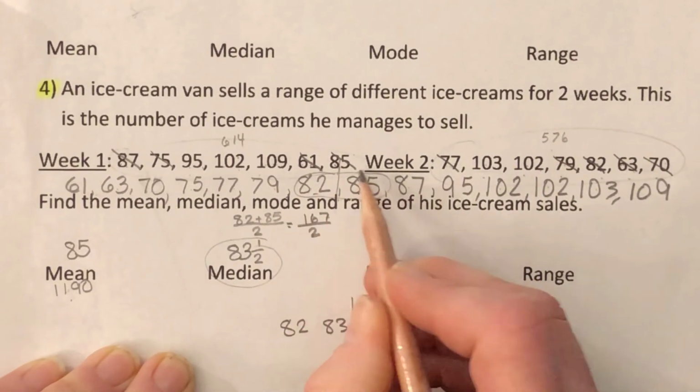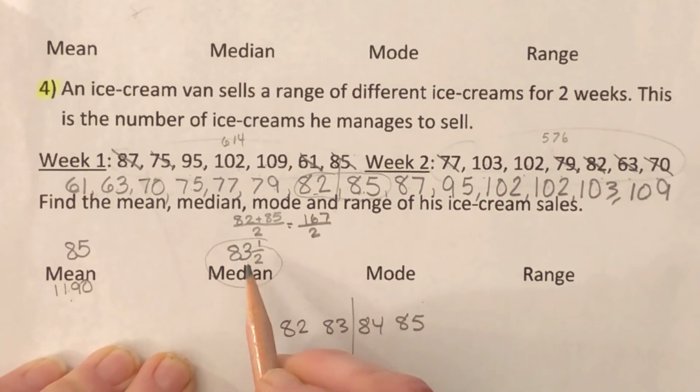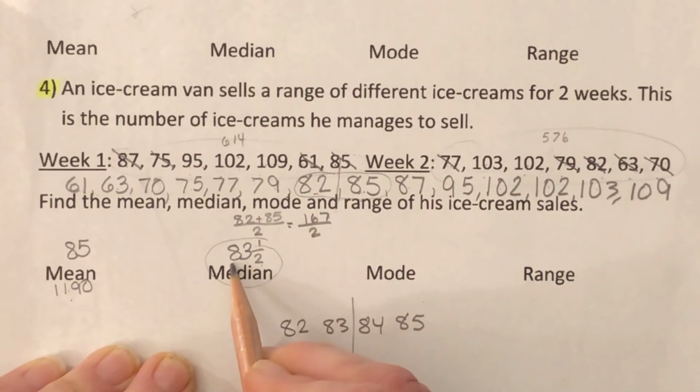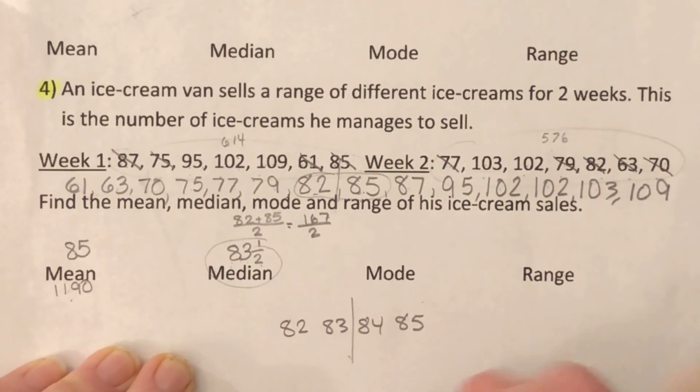Remember, you just add those together and divide by 2. You can write it in fraction form or decimal form. You could have chosen to put it as 83.5. If you had done long division or if you'd used the calculator, it would put it in decimal form.